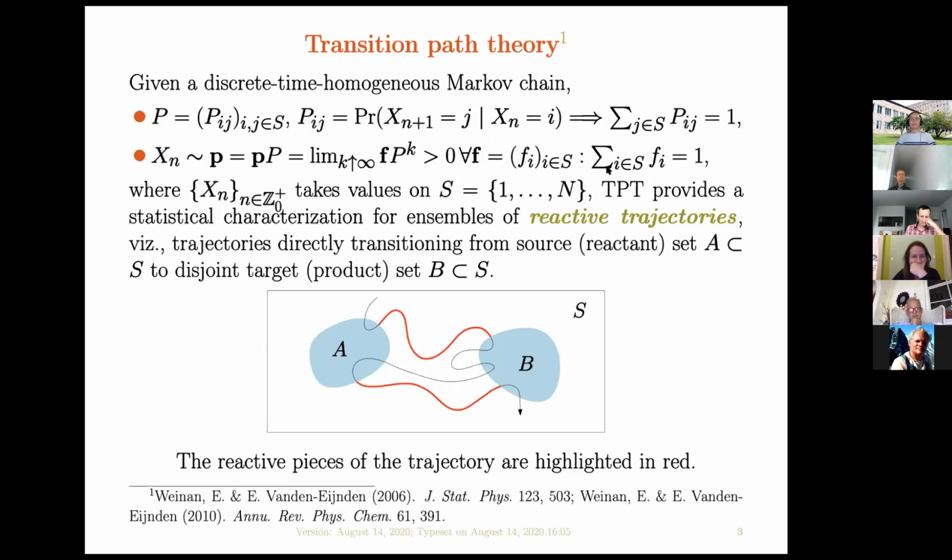What does TPT do? TPT looks for certain types of trajectories that have this property. Given two sets A and B in this phase space, we're interested in trajectories that connect A and B directly. I'm showing here a long trajectory and the pieces that are identified as reactive trajectories. Transition path theory was introduced in the study of chemical reactions. For that reason, A is traditionally identified with the reactant and B with the product.